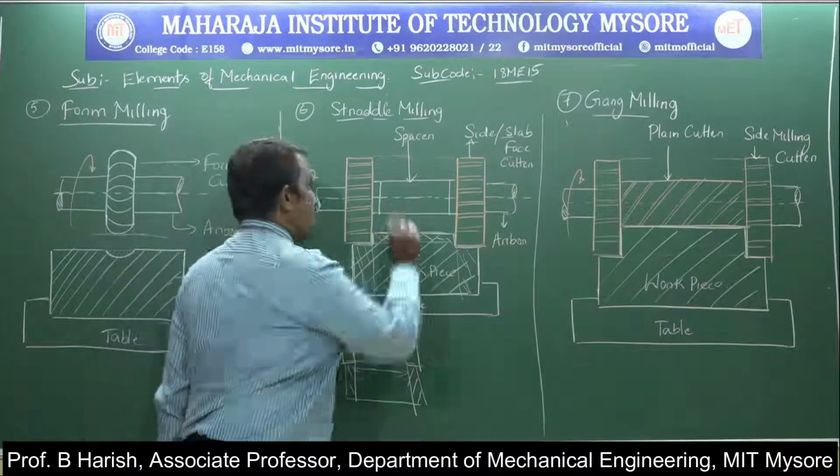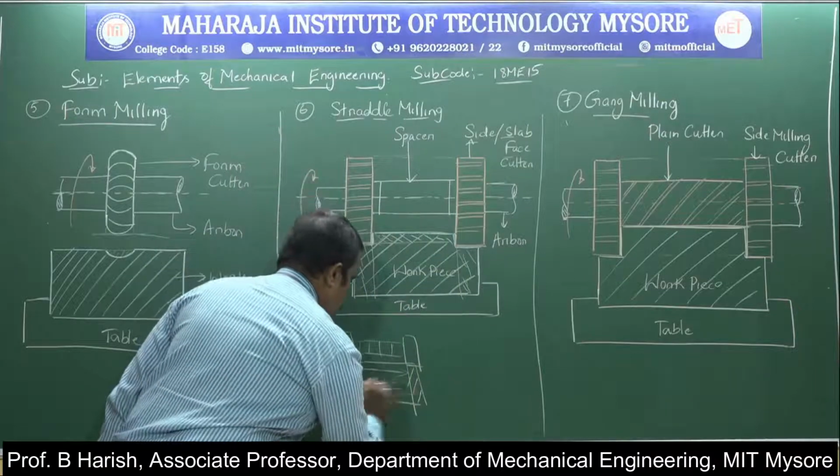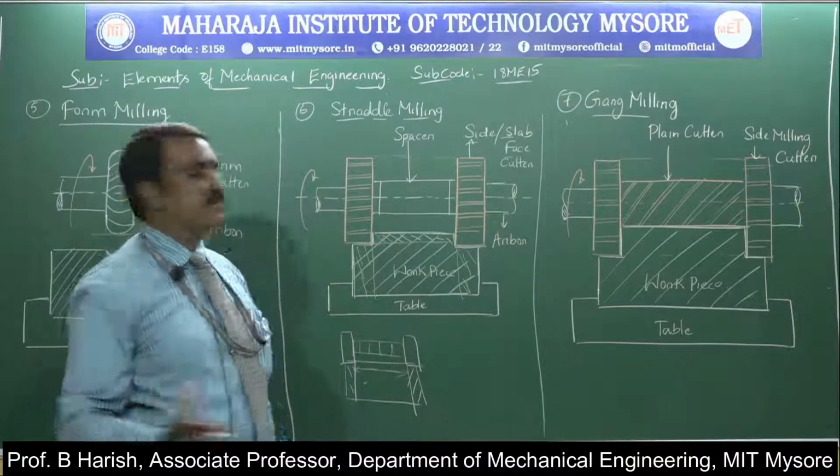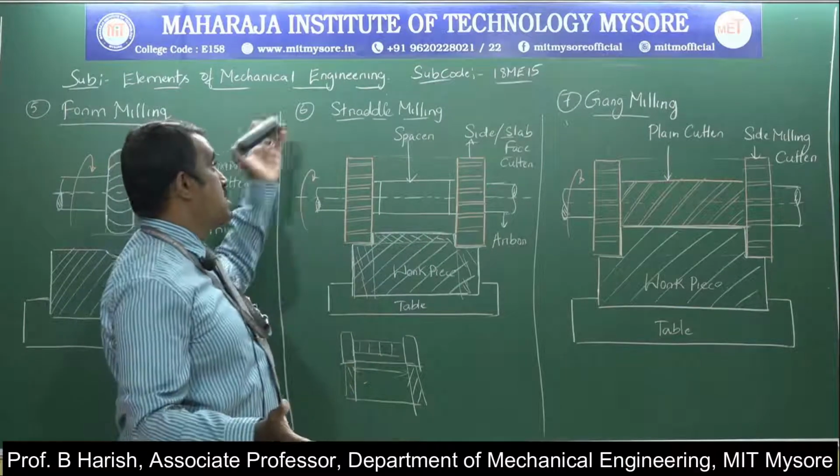So that is called a spacer, that will be placed in between the two cutters. Depending upon the length of the given workpiece, the spacer is placed in between. That is the arrangement that is used in the case of straddle milling.